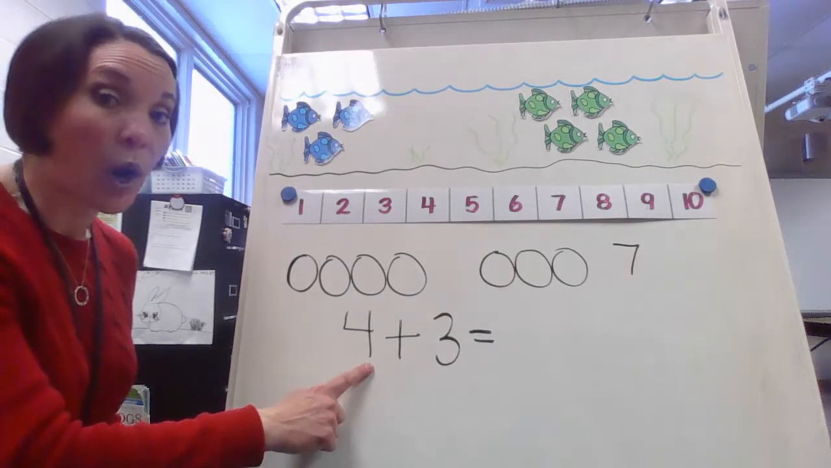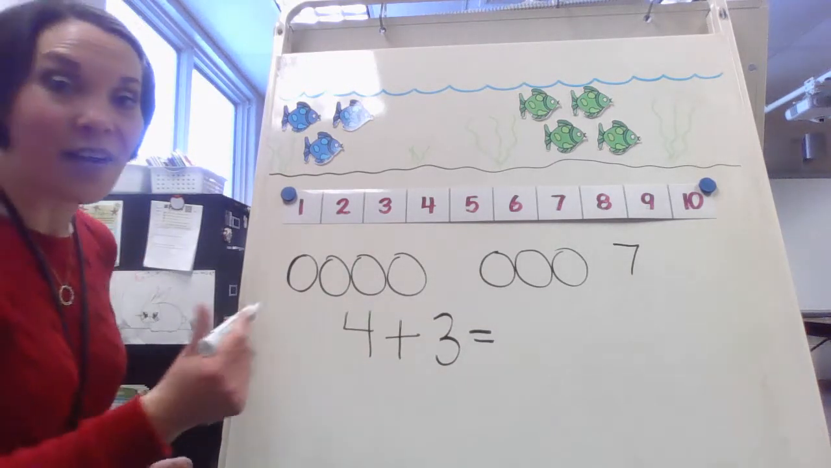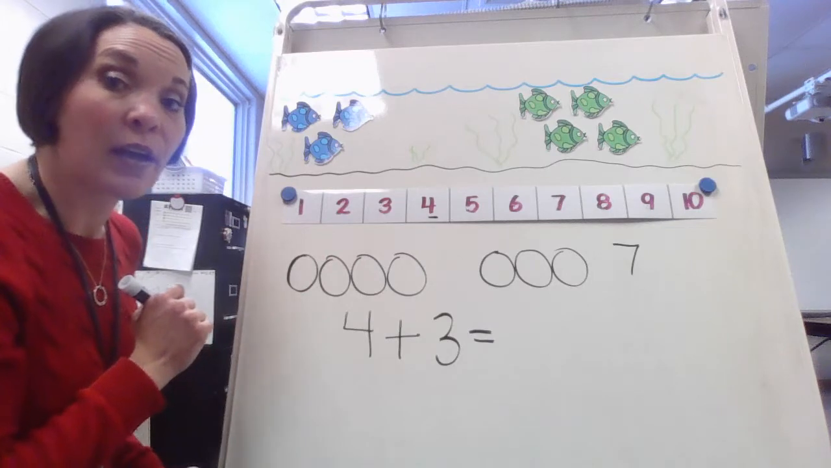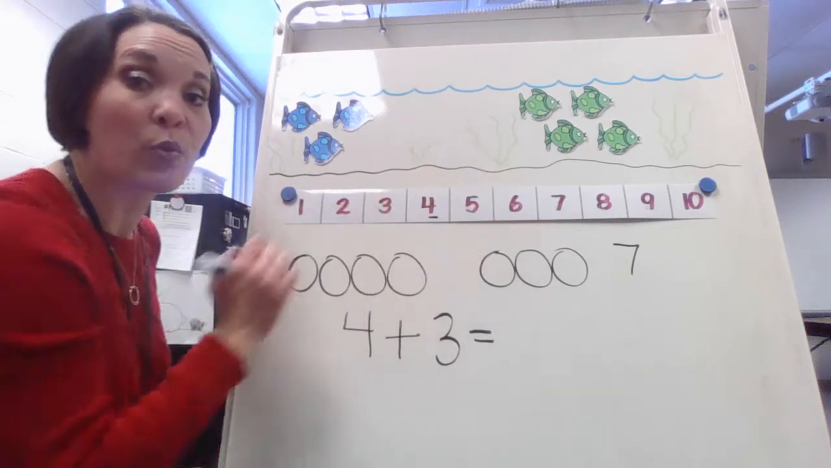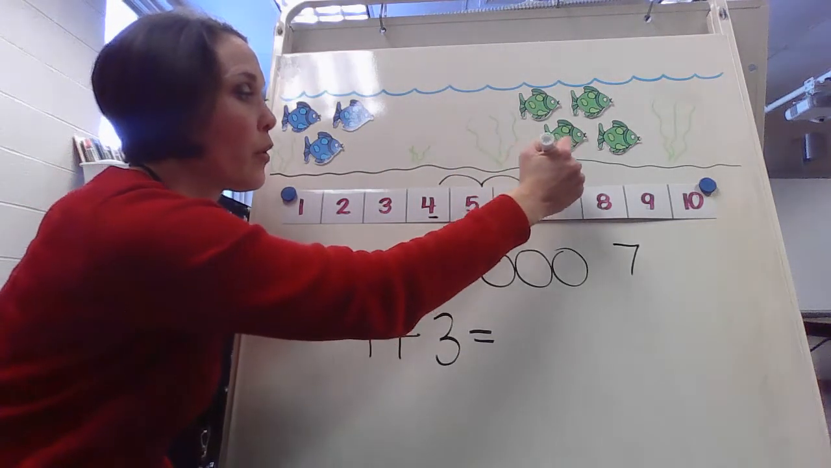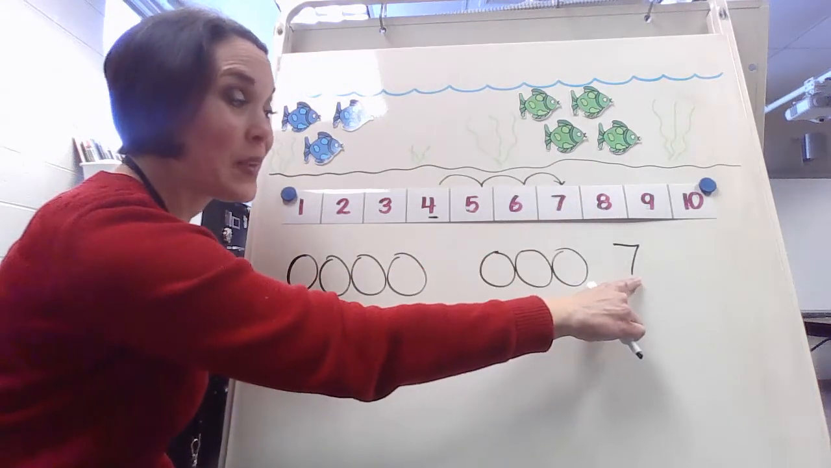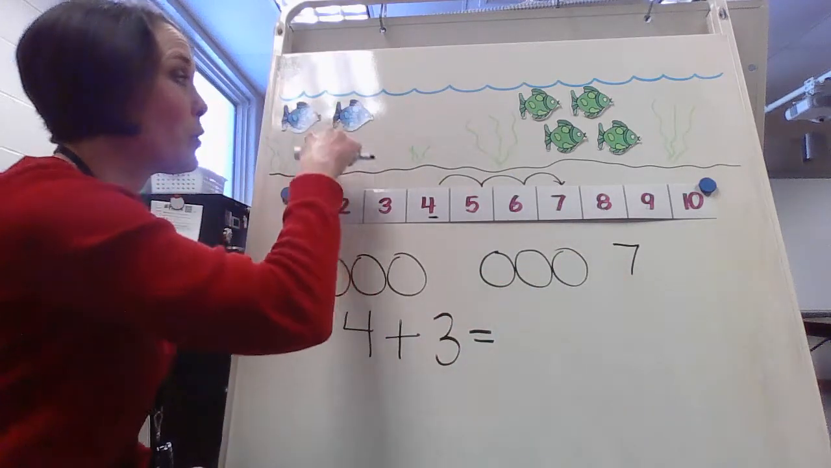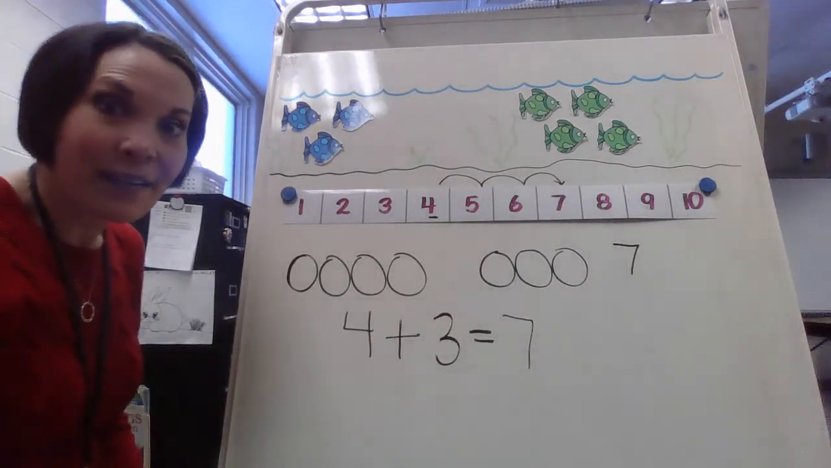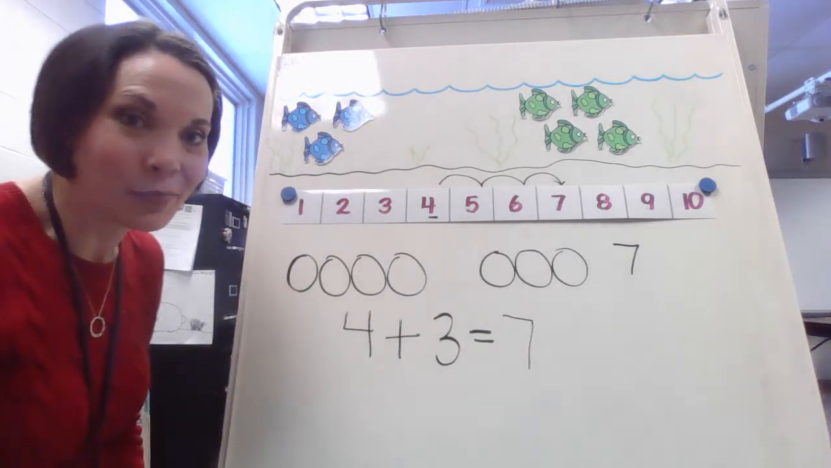Since we said 4 is our greater, our bigger number, I'm going to start right there. 4, and I want to count on 3 more. So that means I'm going to make 3 hops on my number line. 1, 2, 3. And look where we ended: on a 7. 5, 6, 7. So 4 plus 3 is 7. There we go. So now, stay tuned. Get ready for another story.